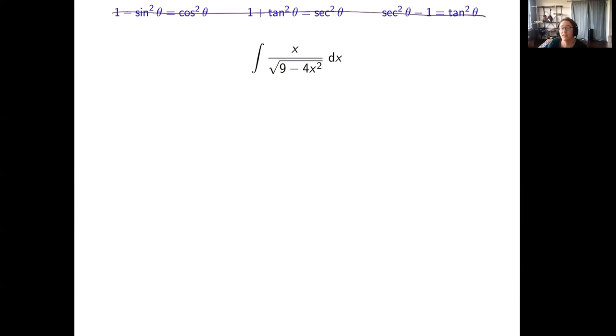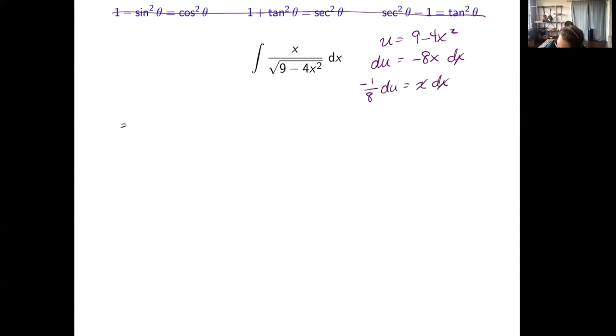Now you could use this method and it would work, but it would be long and unnecessarily painful. So instead, let's recognize that this is a substitution problem that does not need trigonometry. I can let u be 9 minus 4x squared. Then du is negative 8x dx. I have x dx, so I'm going to multiply both sides by negative 1/8. And then negative 1/8 du is x dx.